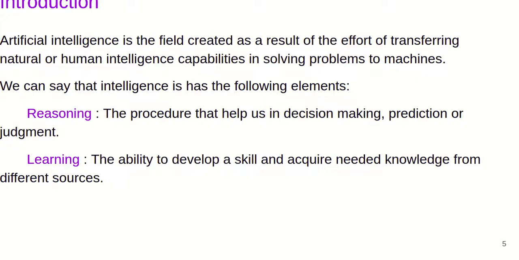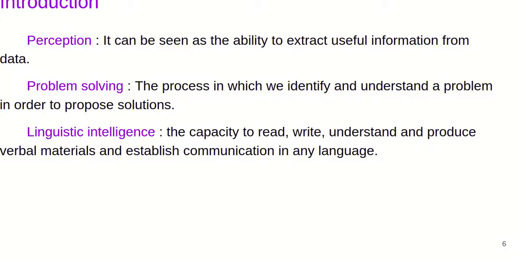Let's focus on that. When we talk about intelligence, intelligence has some key elements. For instance, we have reasoning, which is the procedure that helps in decision making, prediction, and judgment. We also have learning, which is the ability to develop a skill and acquire the needed knowledge from different kinds of sources. Another element of intelligence is perception, which we can see as the ability of extracting useful information from the data. And also we have problem solving, which is the process of identifying and understanding a problem in order to propose a solution or different solutions.